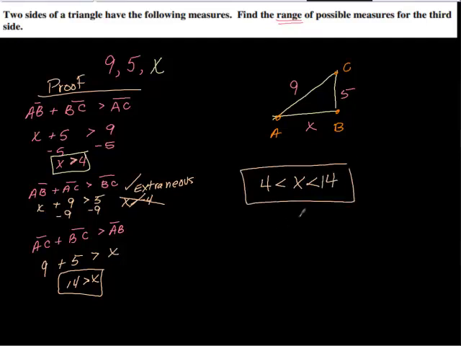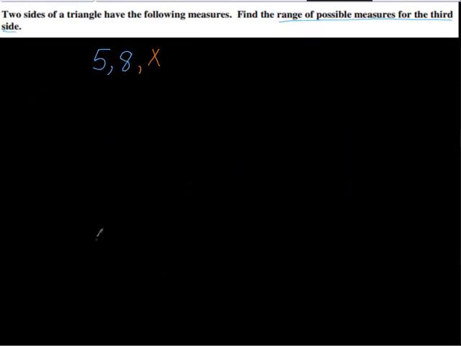So if your teacher or whoever said, is 3 a possibility? Well, no, 3 is not greater than 4 and less than 14. It has to be both of those things. Could it be 5? Yes, 5 is greater than 4 and less than 14. See what I'm saying? So this is the range of possible solutions. This is the range of x values. All right, let's do one last one like I said we would, and we'll be done.